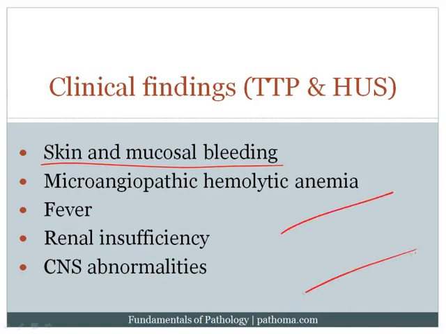The problem was that you've got these blood vessels and you get these platelet microthrombi in them. The platelet microthrombi result in the consumption of platelets. To form this microthrombus, you're going to use up platelets. And as you use up platelets, you're going to have skin and mucosal bleeding because you're getting thrombocytopenic.